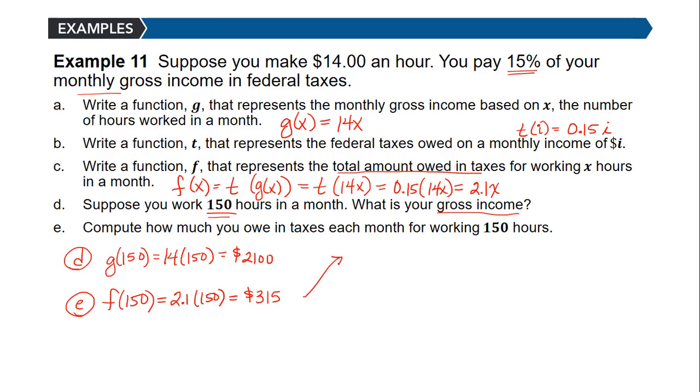Now, an alternate way to do that is, I know how much income I made, which was $2,100, right? So g of 150 we found was $2,100. Then I could find what is the taxes on $2,100, which would be 0.15 times 2,100, which is also $315.